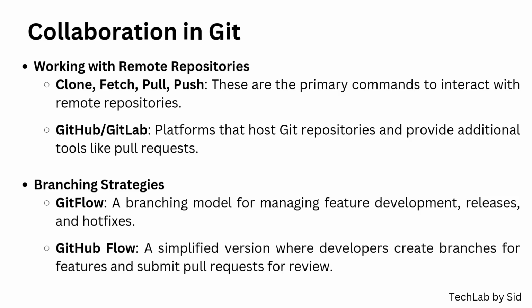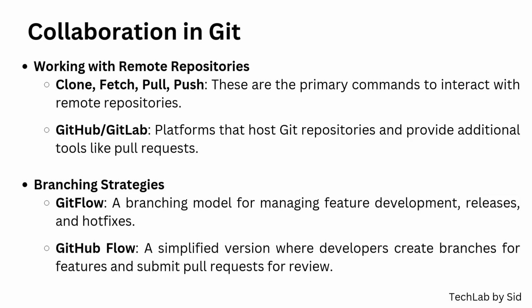Pull fetches and merges changes from the remote repository into your local branch. Push sends your local commits to the remote repository. GitHub or GitLab. These platforms host Git repositories and offer additional collaboration tools such as pull requests, issue tracking, and continuous integration for smoother team workflows.